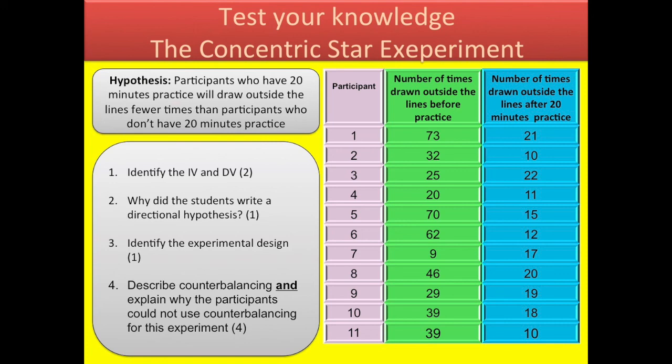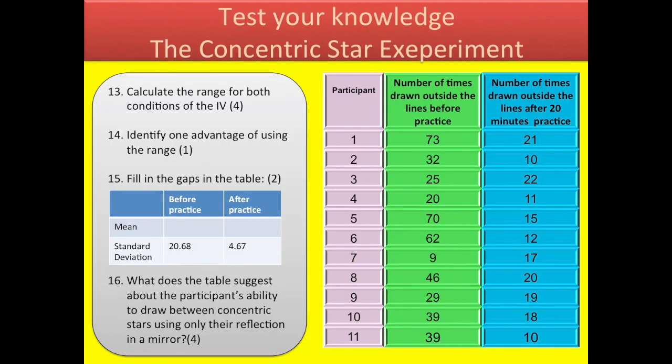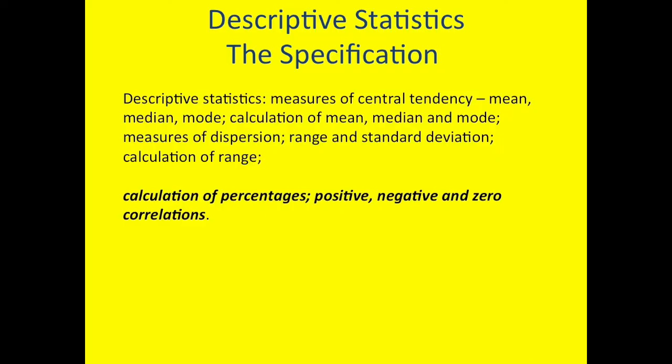There's a lot of research methodology practice questions to use with that stimulus and that data set, including calculating the mean, median and mode. So if you're Year 1 students, you need to complete all of the questions up to question 16, and if you're year 2, you get some extra questions, lucky things. So year 2, you also have to complete questions 17 and 18. So question 17 on inferential stats, and question 18 is design a study for 12 marks.